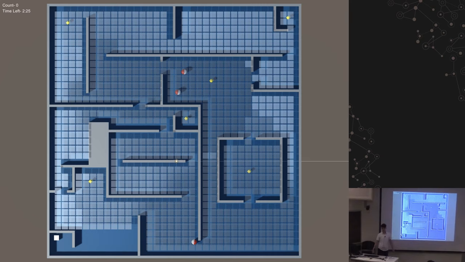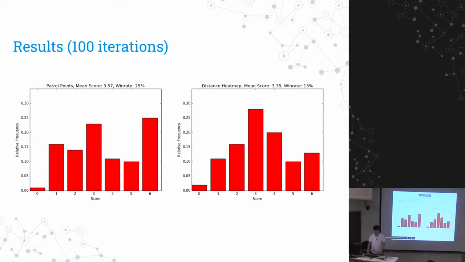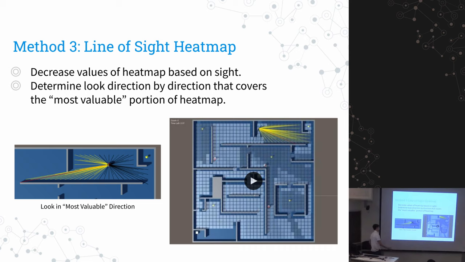And immediately, this behaves quite a bit better than the patrol method. Brings the mean score down a decent amount, about 0.2. Win rate gets nearly halved, though, which is quite good, actually. But, of course, distance might not be the most natural way to do this, right? I wouldn't say that I'm patrolling an area simply by being near it if it's around a corner or something.